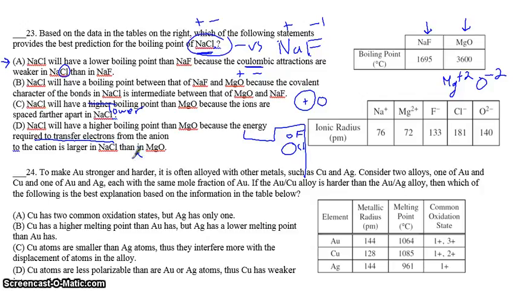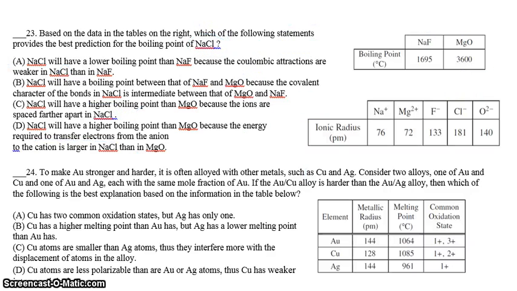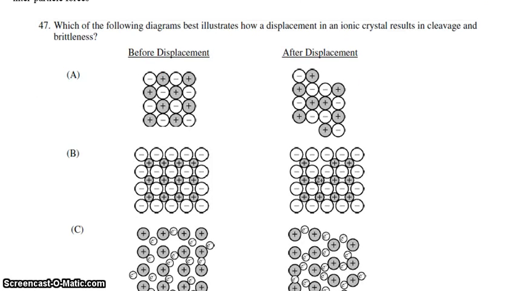All right, why don't we just do one more? We can do the very last one here. If we take a look at the very last one, 47, here it says, we'll do this one quickly. Which of the following diagrams best illustrates how displacement of ionic crystals results in cleavage and brittleness? So ionic substances are brittle, and brittle means they break very easily, and that's because they have ions.